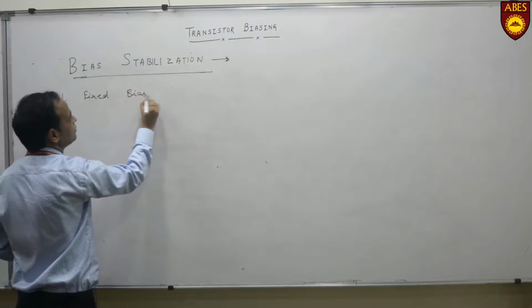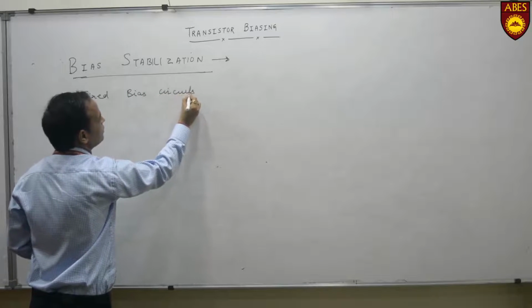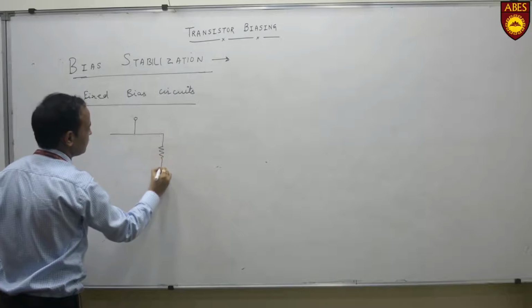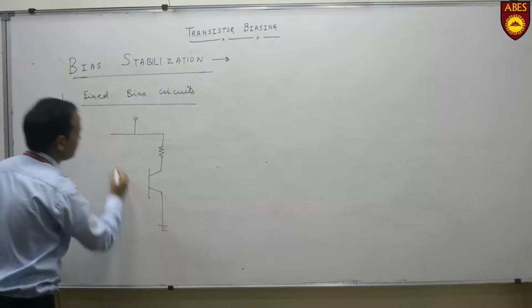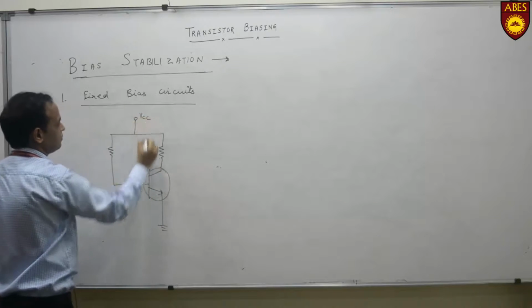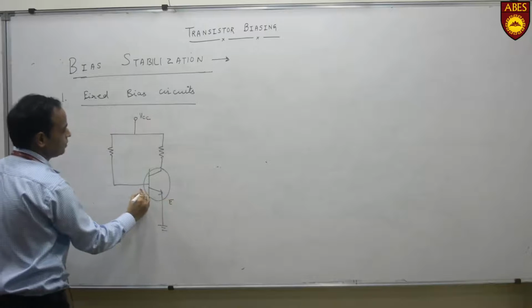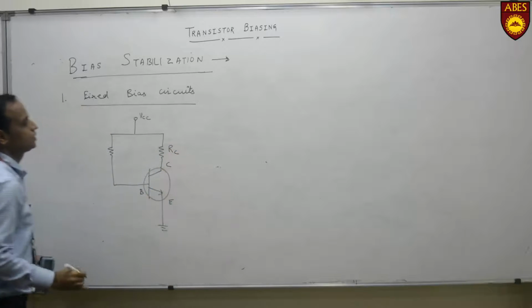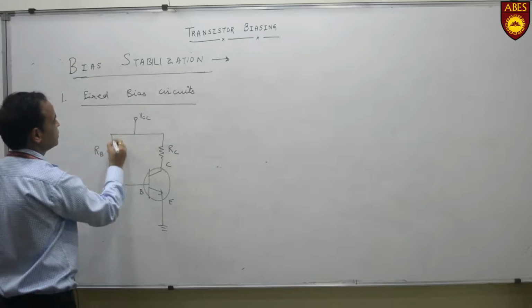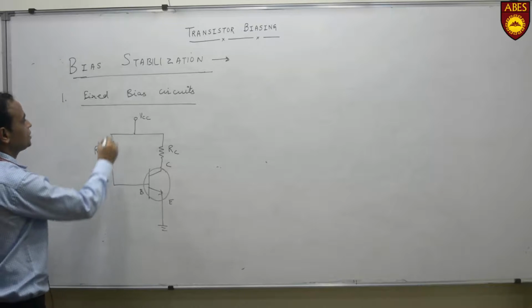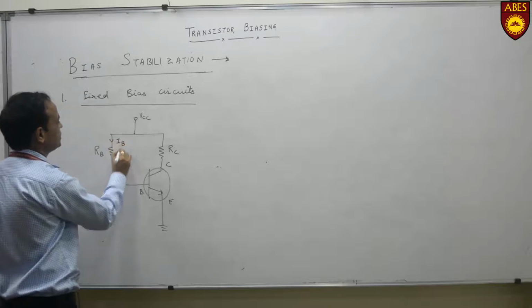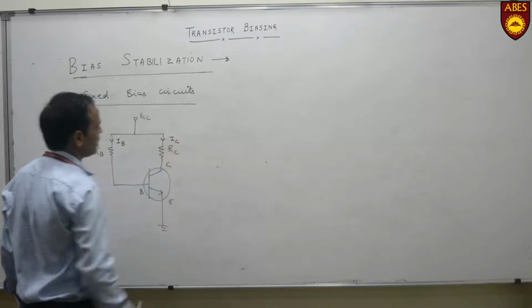Number 1 is the fixed bias circuit. So this is emitter, this is base, this is collector. The resistance across collector is referred to as RC, across base is RB. This is VCC. Let's try to find the position of the operating point over here. The current which is going through base resistance is IB, through collector is IC.